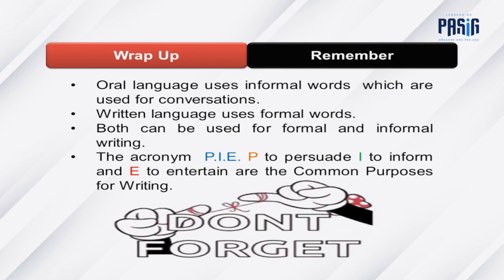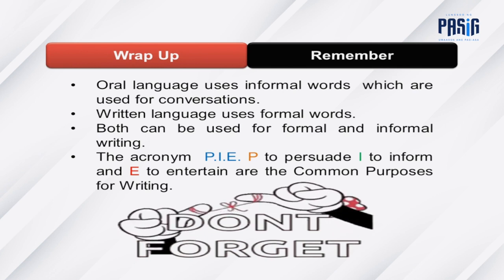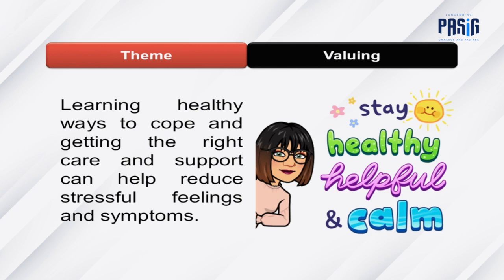that oral language uses informal words, which are used for conversations. Written language uses formal words. Both can be used for formal and informal writing. The acronym PIE, P to persuade, I to inform, and E to entertain, are the common purposes for writing. Learning healthy ways to cope and getting the right care and support can help reduce stressful feelings and symptoms.